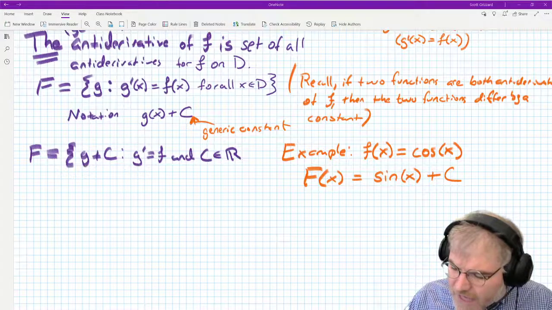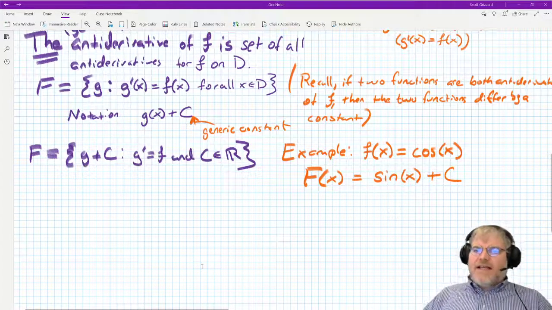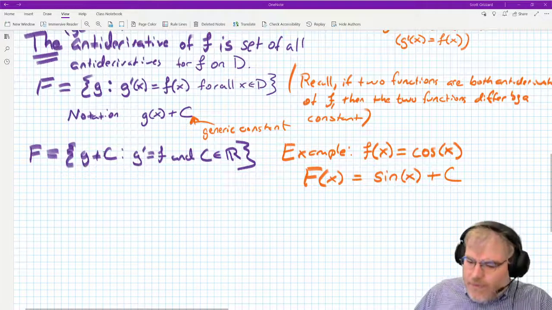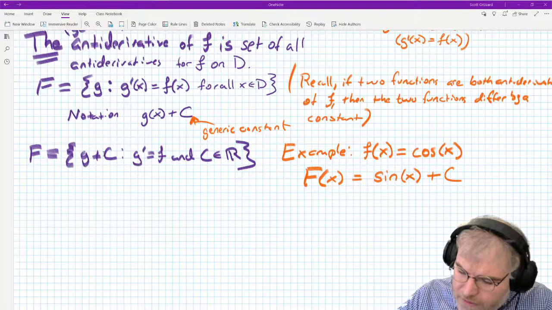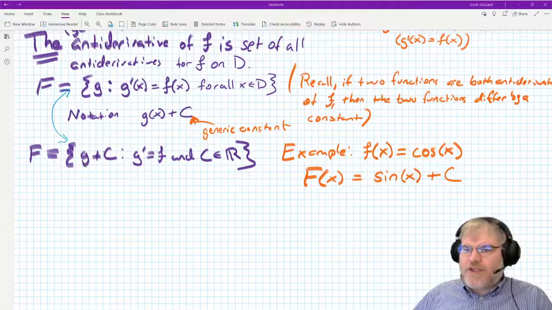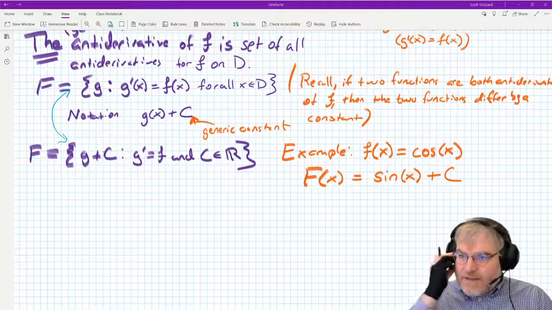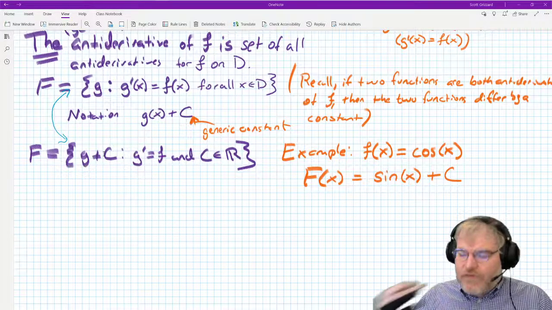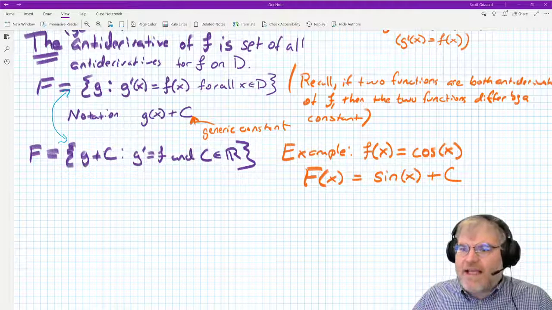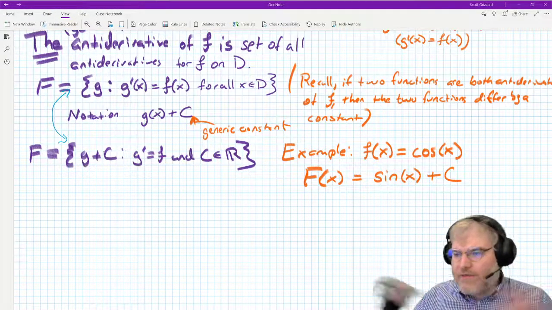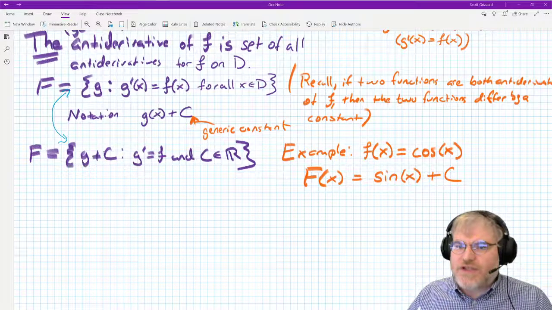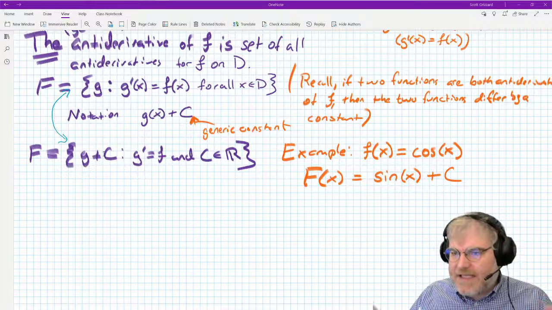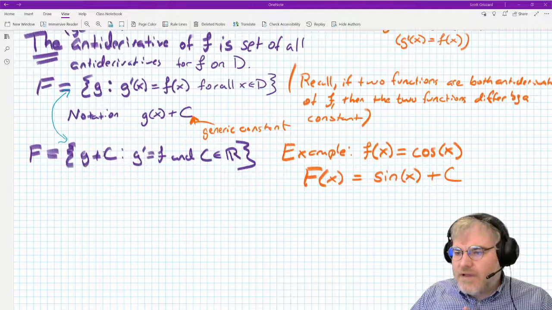So these two sets are equal, and hence the notation. Just like when we don't actually write the for every x all the time, we also don't write the set bar and all of the other things. We just write the C. So we just write it as g of x plus C.